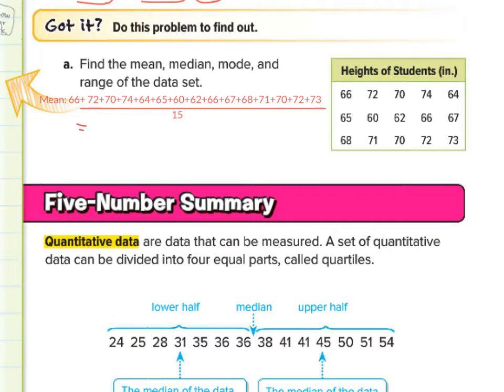The sum of all 15 values is 1020. That is the sum of all 15 values and divided by 15. And that's going to give us a mean of 68. So that is the average right there.